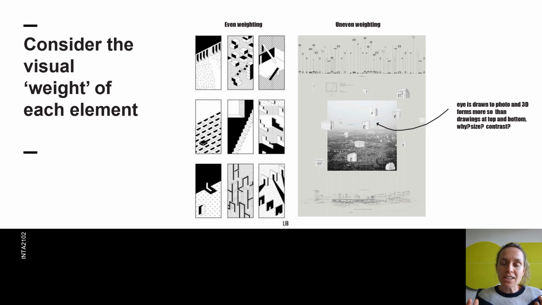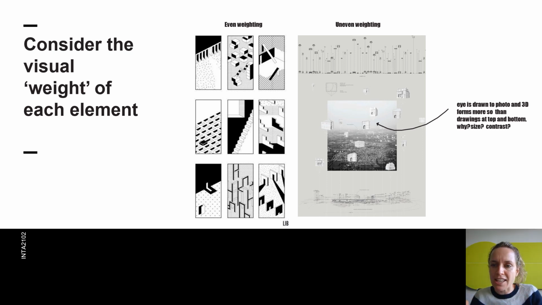This kind of hierarchical discussion refers to the visual weight of an element. So if you want us to read all of your elements with equal importance, have a look at the image on the left. So all of these are equally balanced in terms of their size. They're all equally balanced in terms of white and black space, and the rhythm and patterns of the images are equal. The image on the right has an uneven weighting or an uneven hierarchy.